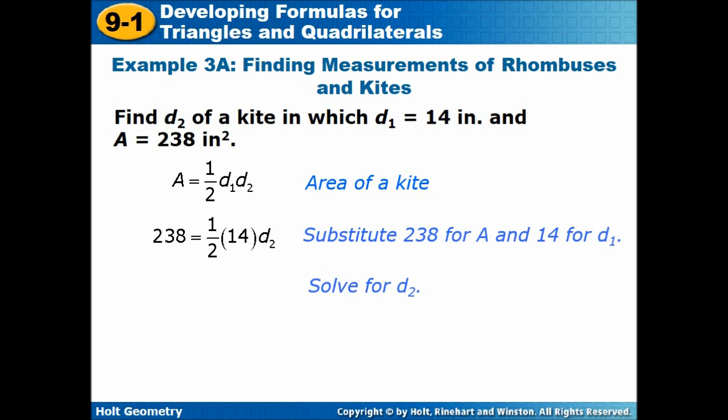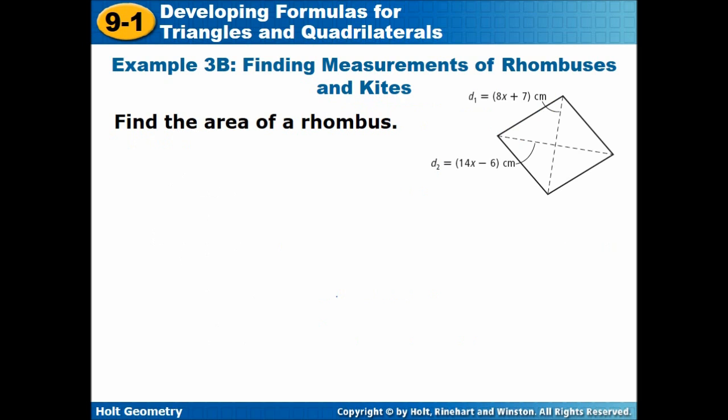So let's do that. So solve for d2. Well, if you take half of 14, that's 7, and you're going to divide by 7 on both sides, and so you're going to get 238 divided by 7 is 34, and that's the answer for d2. Pretty simple. And using the symmetric property of equality, you can reverse those and say that d2 equals 34.